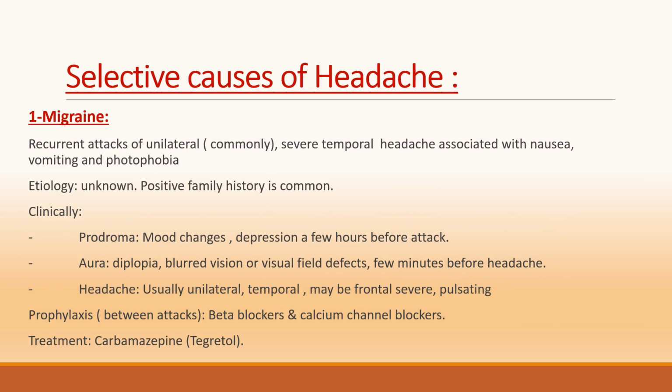Migraine. It's recurrent attacks of unilateral, commonly severe temporal headache associated with nausea, vomiting, and photophobia. Its etiology is unknown, and there is positive family history. Clinically, we have a prodrome, which shows mood changes, depression, a few hours before the attack, followed by the aura, which shows diplopia, blurred vision, visual defects, a few minutes before the headache, and then the headache, usually unilateral, temporal, maybe frontal, which is severe and pulsating.